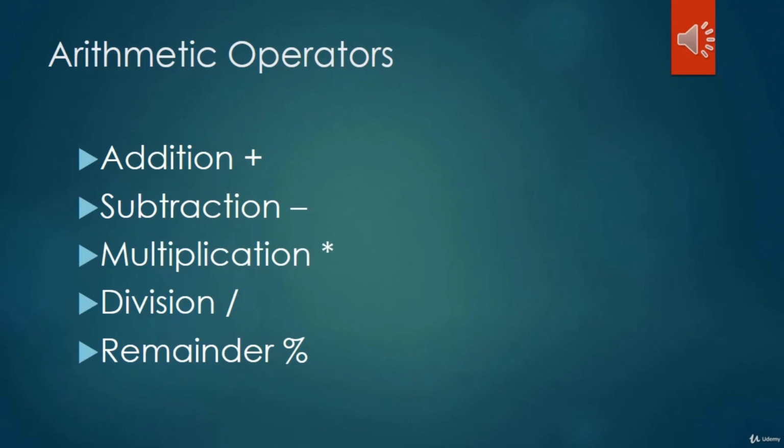So now we will discuss the arithmetic operators. The plus sign is used for addition, the minus sign is used for subtraction, the star sign is used for multiplication, the forward slash is used for division, and percent is used for remainder. So these are the five basic arithmetic operators that are used in the C language.